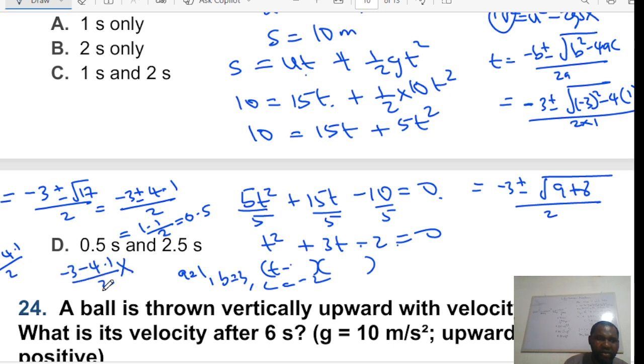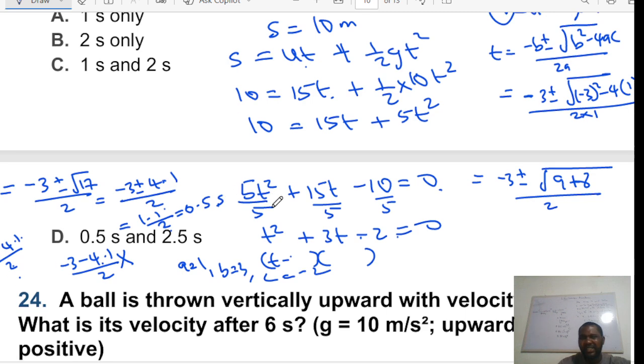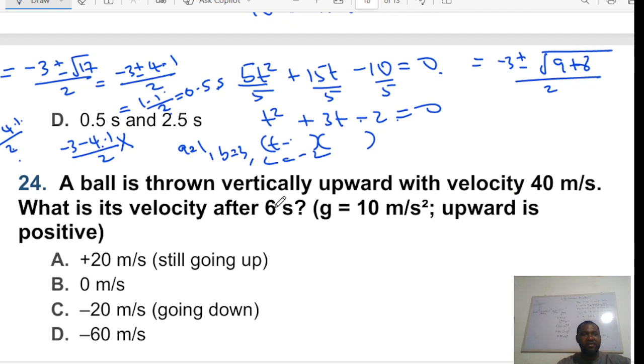We are not going to work with the second one because it's going to give us a negative value, so we are going to work with this. Negative 3 plus 4.1 divided by 2 is 1.1 divided by 2, which is approximately 0.5 seconds. So that's the answer. This is quite tedious, right?